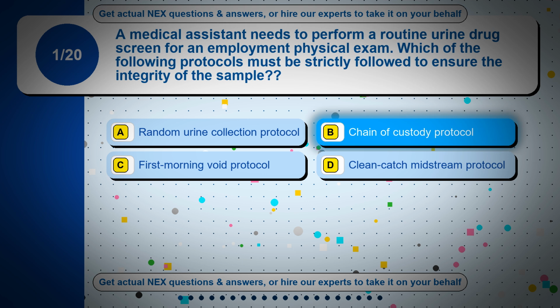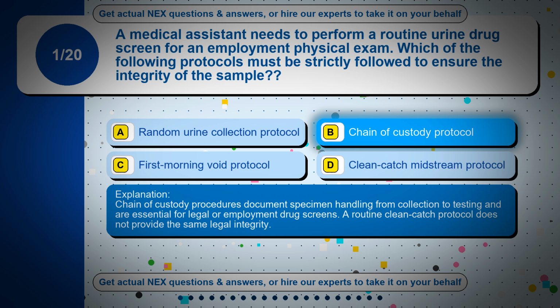The correct answer is option B, Chain of custody protocol. Chain of custody procedures document specimen handling from collection to testing and are essential for legal or employment drug screens. A routine clean catch protocol does not provide the same legal integrity.